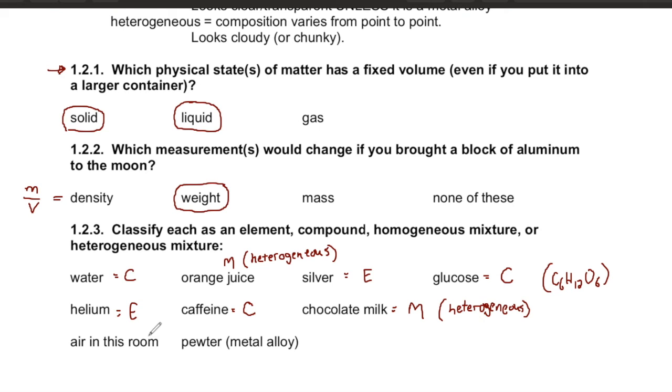The air in this room, I guess it depends because we are in different rooms. It would be a mixture. There are different compounds and elements in the air in the room. If the air in your room is clear and not cloudy, you can go ahead and call it homogeneous. If you do have a smoky or foggy environment, you can call it heterogeneous. And then metal alloys we mentioned are mixtures, homogeneous mixtures of metals that can vary in composition.